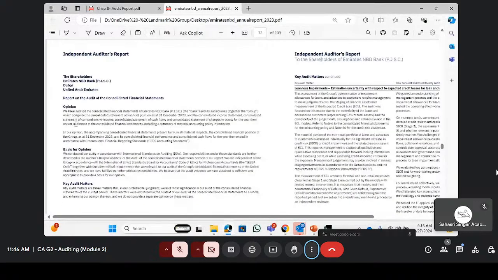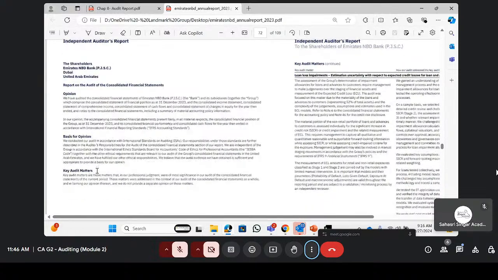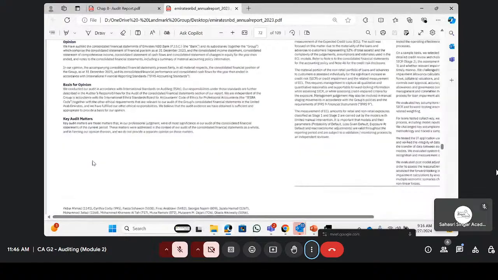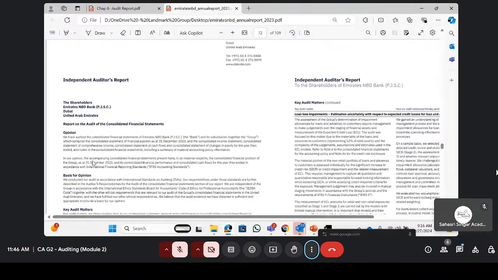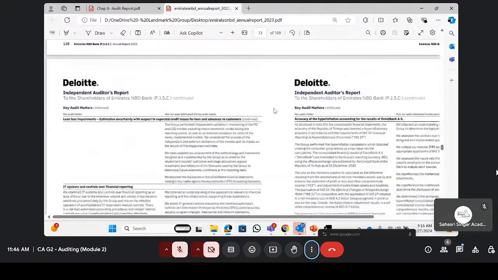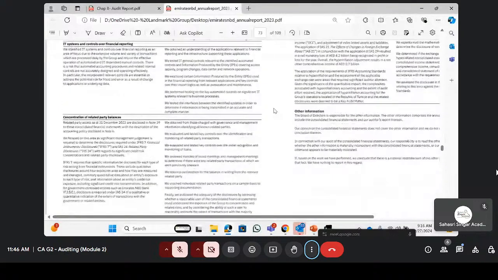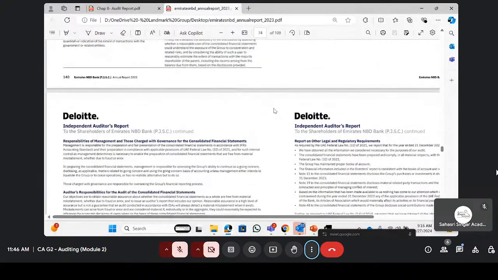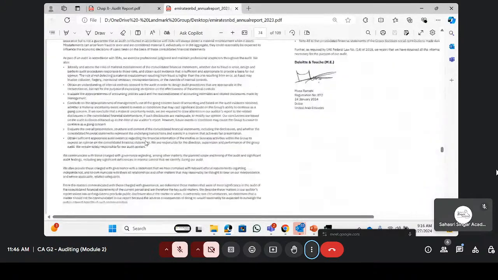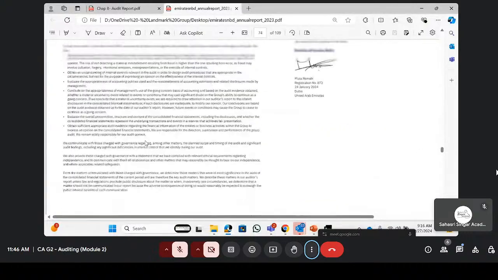Then you can see here opinion, basis of opinion, key audit matters. Key audit matters go paragraph-wise, they have been explaining in detail. You can see here. If you read this, it will be a good experience also. And again, see, responsibility of the management and those charged with governance. The most important point is the auditor's responsibility. Like this, many sections are there.